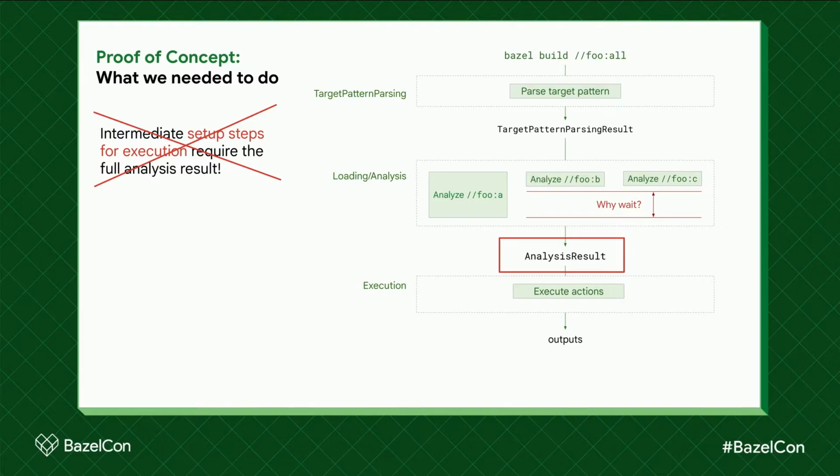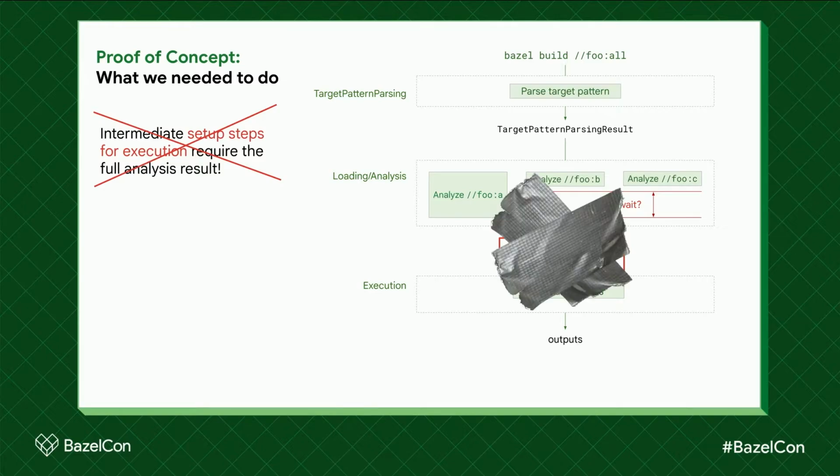So what do we need to do? For this proof of concept, we get rid of those steps or move them somewhere else, just don't care about them. And then we can go ahead and merge the phases. I'm not going to go into details here, but that's basically what happened for the proof of concept.